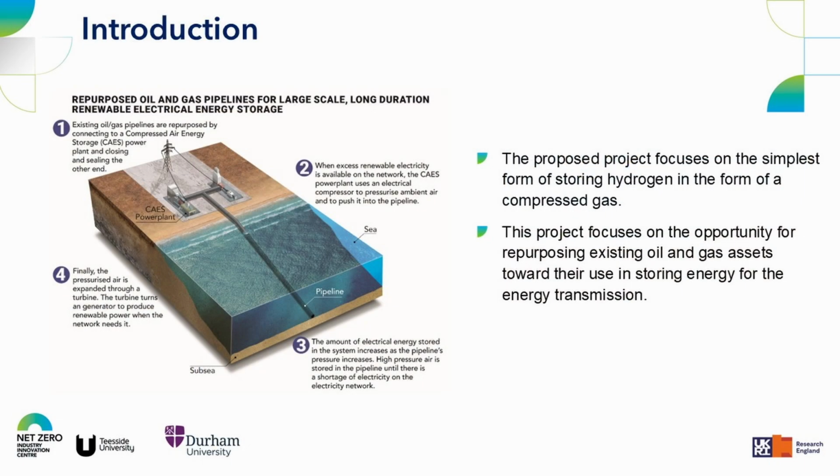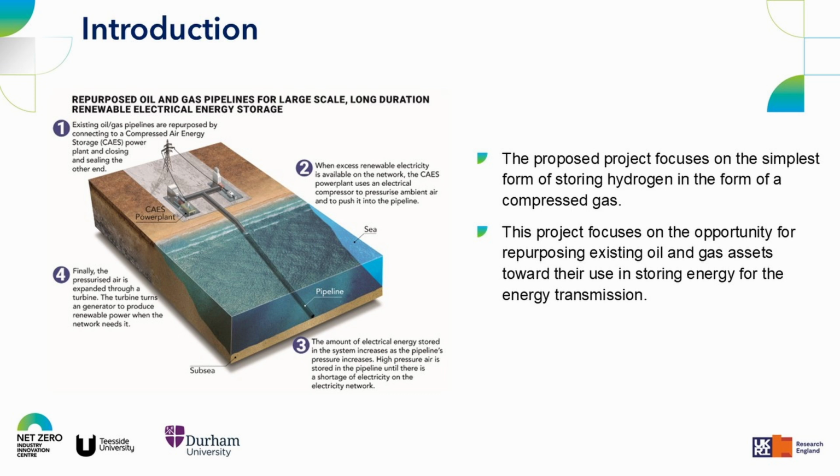So this is the general schematic of the hydrogen storage system. When there is excess electricity, the gas is compressed in the pipeline. The pipeline is an offshore pipeline under the seabed. And when there is a need for electricity, this compressed gas is expanded and goes through the blades of the turbine, and electricity is generated by the generator, and then the electricity joins back to the grid.